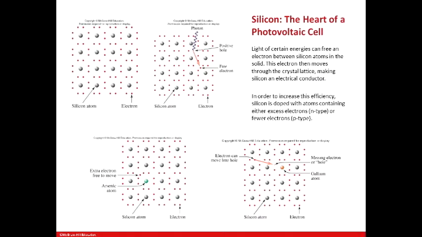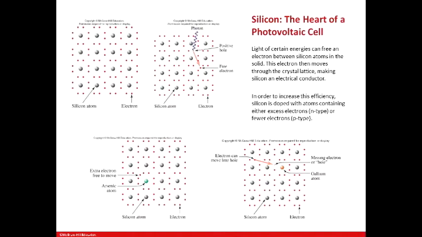But let's talk about how this science works. This slide is on the exam. Silicon, the heart of the photovoltaic cell. There you have it. Okay? I typically ask a question like, what material is needed to produce photovoltaic cells? And someone will say sunlight. The answer is silicon. That's the answer.